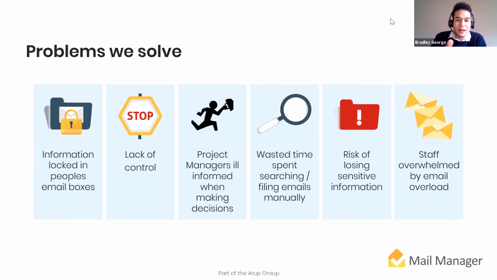The lack of control, which is especially if you're a director and you need to have visibility on company correspondence, and that can be quite difficult if people are managing emails in their own different way. Project managers being uninformed when making decisions. This can especially come about if information isn't being standardized and is not being filed consistently, because project managers need to have that visibility on projects to be able to avoid those disputes that we mentioned earlier.